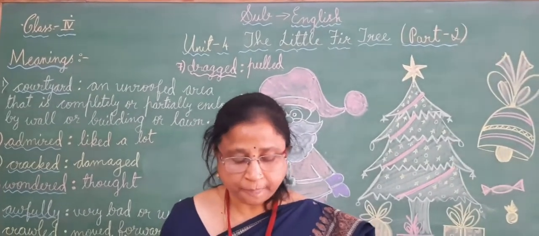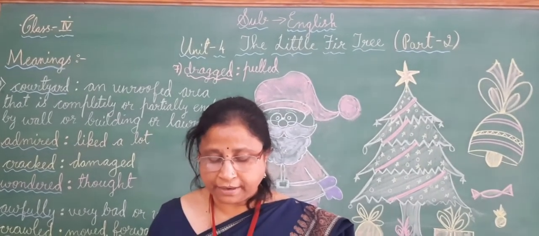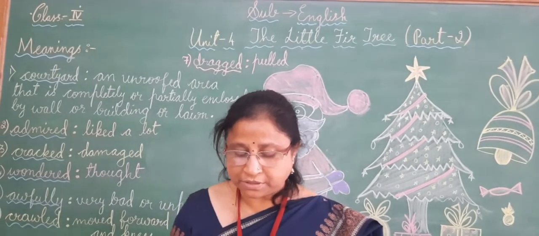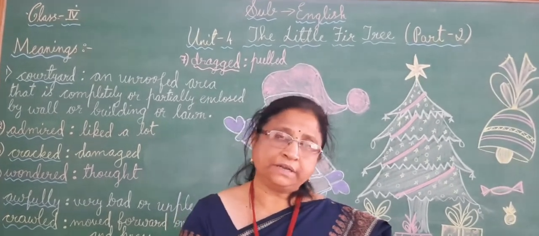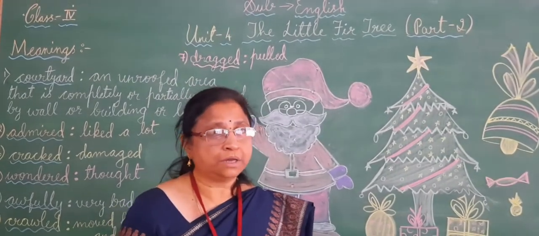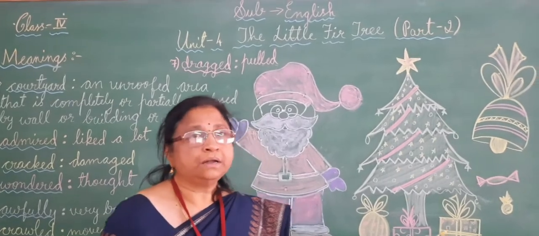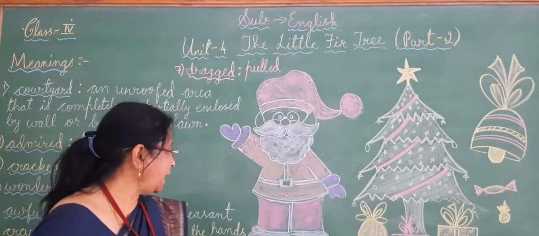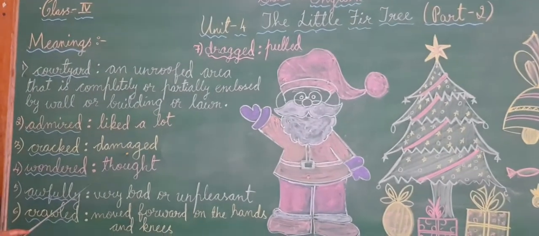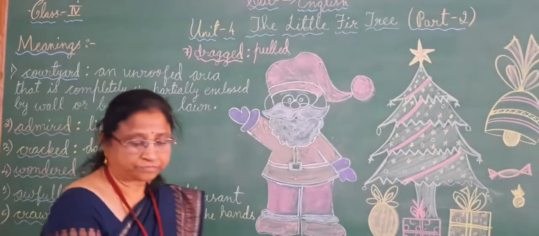They pulled bags of sweets off the tree, and the tree and its branches cracked. So what happened, children? They were playing, and they just pulled the sweets which were hung on the branches of the tree. While pulling, the tree was cracked. Crack means what, children, here? Crack means damage. One of the branches of the tree was damaged here.